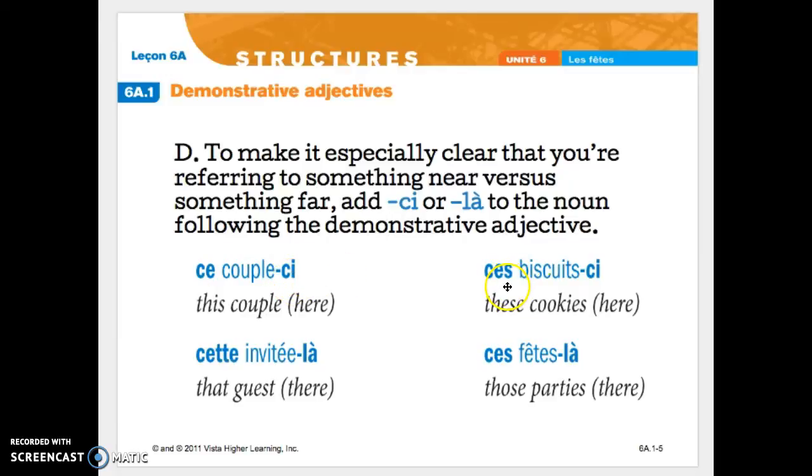For the close cookies, these biscuits, and then the si show that it's these biscuits as opposed to the ones that are farther away. The same thing goes for that guest, so that guest over there is kind of how you would translate that. And those parties over there is how you would do the last one.